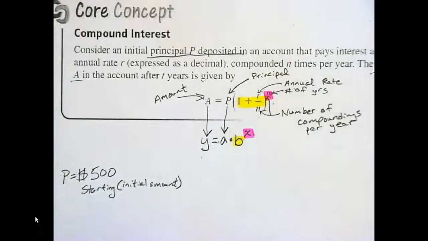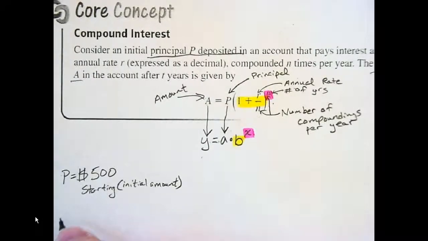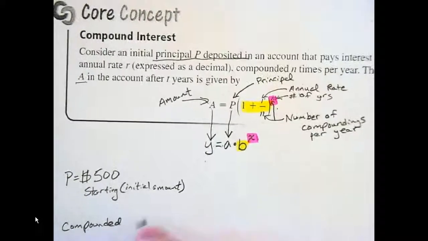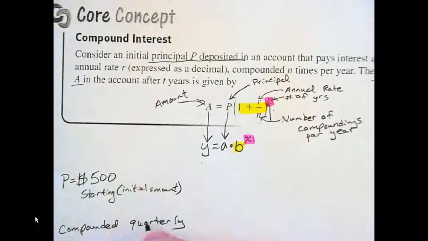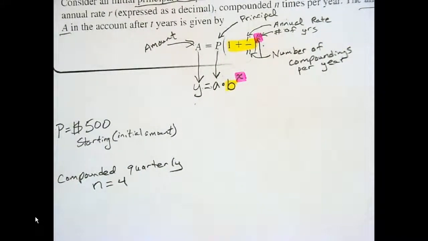Okay, so let's say the bank goes, okay, we are going to compound quarterly. So N would be quarterly, that means N equals 4. There's 4 compounding periods per year. It means every 4 months, I would get interest. Or excuse me, every 3 months I would get interest. Right? 12 months divided by 4 is every 3 months.